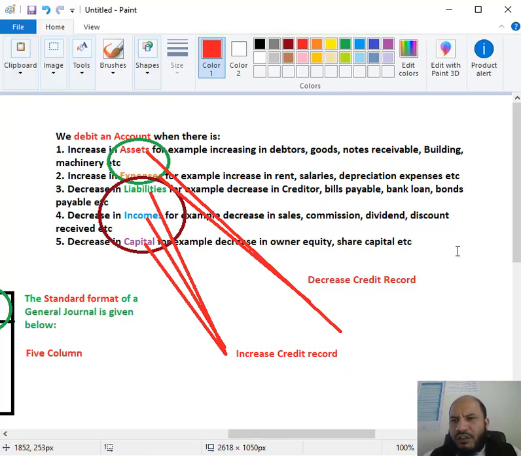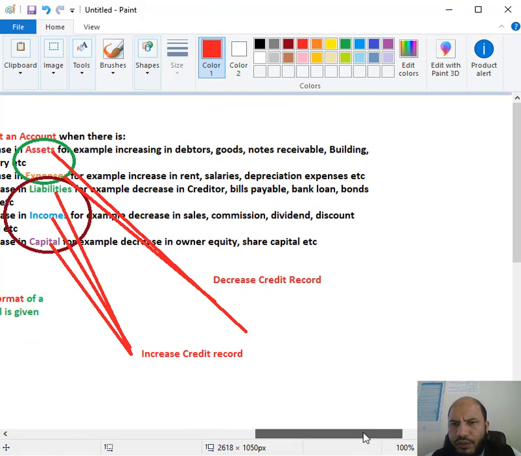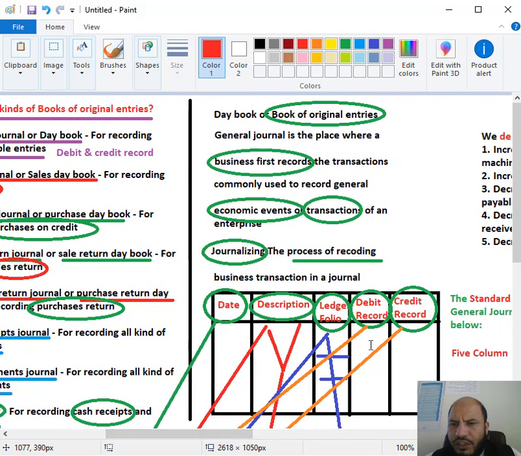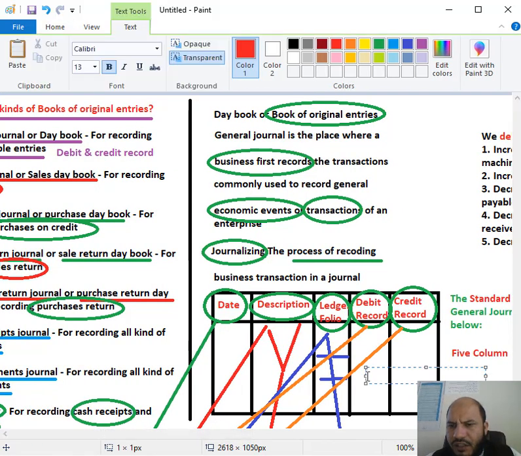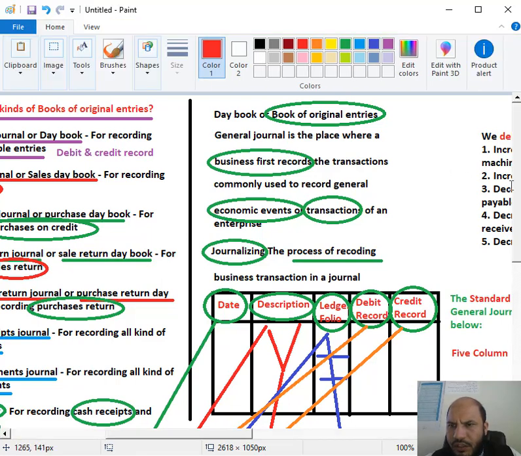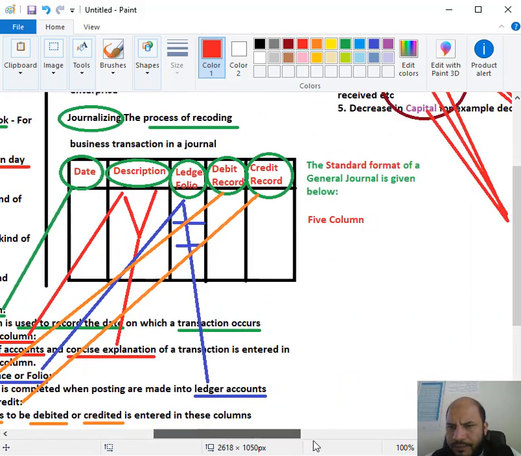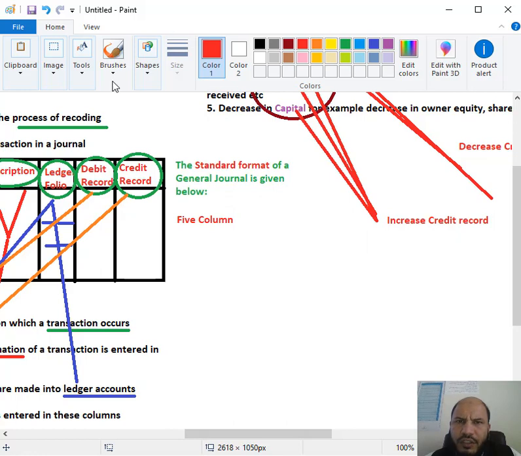So dear students, I hope that you have understood the rules for debit and credit, and these rules we will use in the general journal records. So let me write down for you, let's explain in other words, what we will record in the debit side.